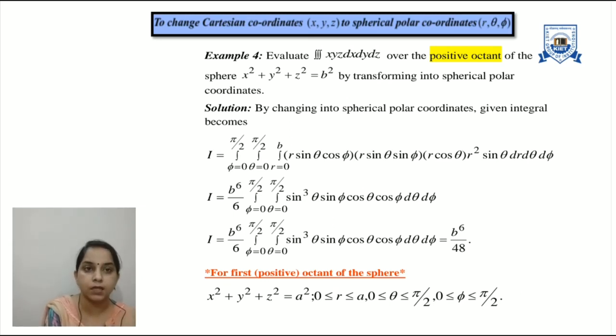The question here is to evaluate the triple integration of xyz dx dy dz over the positive octant of the sphere x square plus y square plus z square equals b square, by changing into spherical polar coordinates. I have already mentioned what spherical polar coordinates are. In them, x equals r sin theta cos phi, y equals r sin theta sin phi, and z equals r cos theta. Also, the Jacobian is r square sin theta.